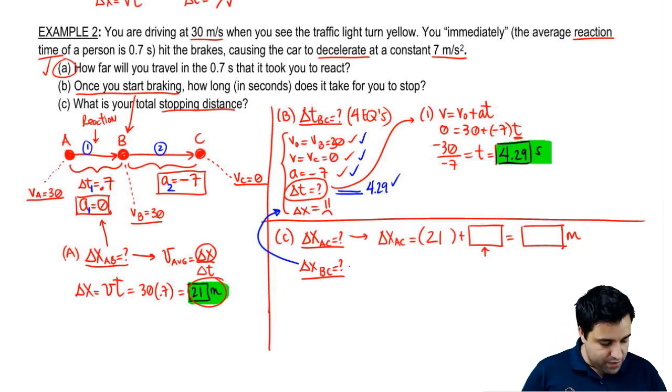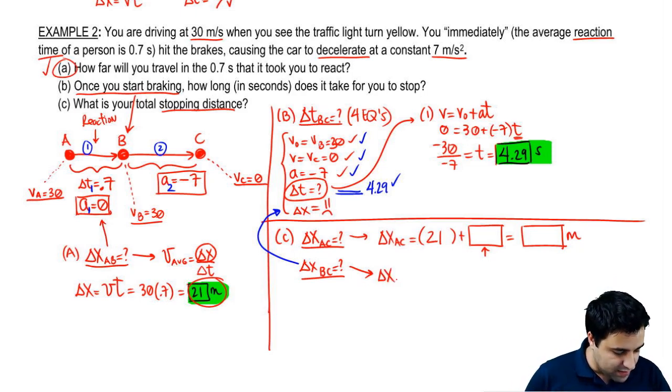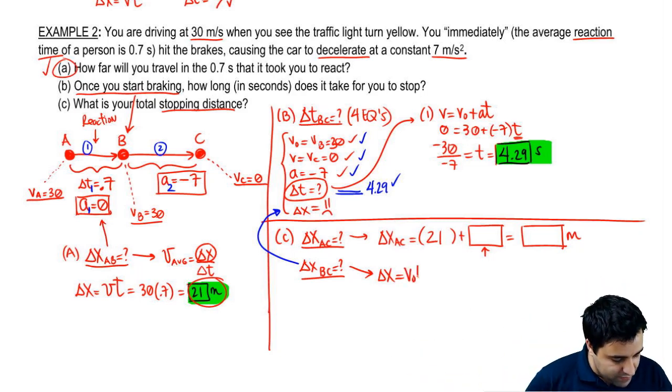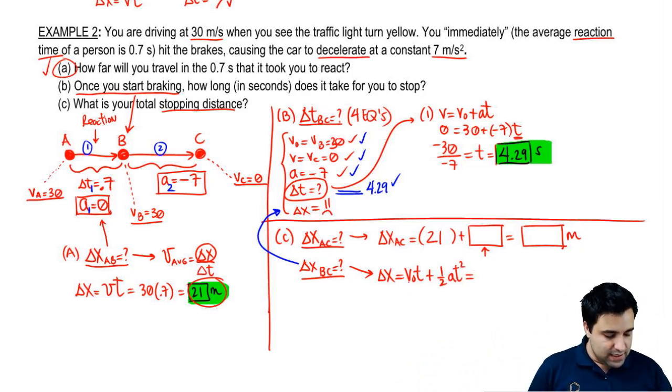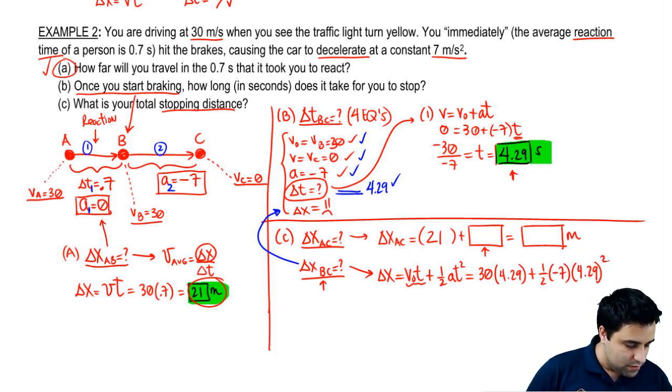I'm just going to go with the third equation, just because it's kind of an arbitrary selection, but it starts with delta x equals, so you don't have to move things around. So delta x equals v initial t plus half at squared. Now all I got to do is plug in these numbers. The initial velocity here is the velocity at B, which is 30. The time that it takes between B and C, we already found, is 4.29. This is half, the acceleration is -7, and then the time is 4.29 squared.